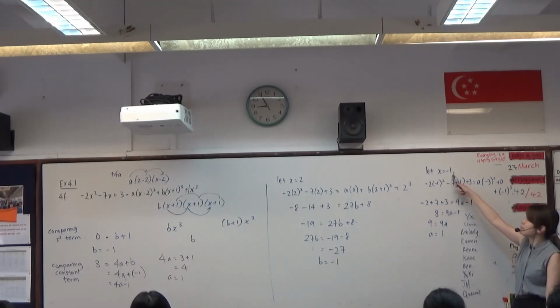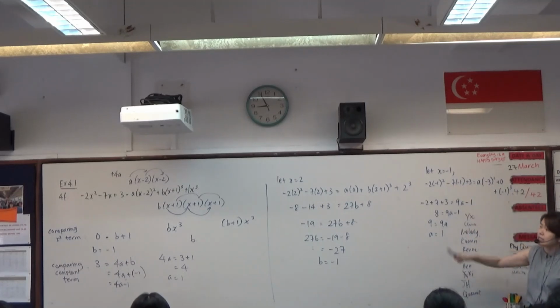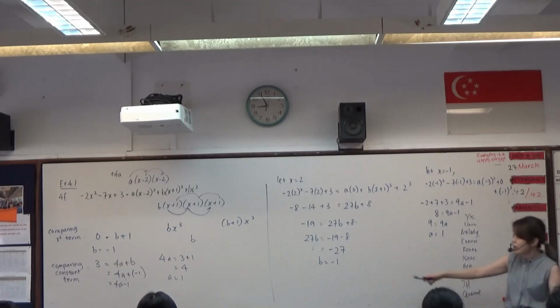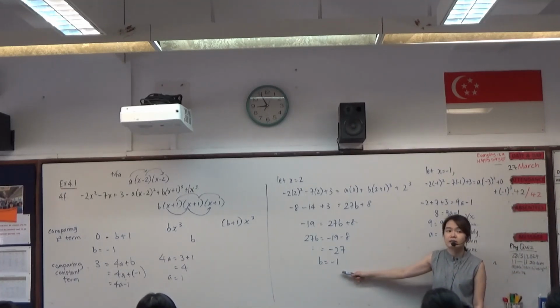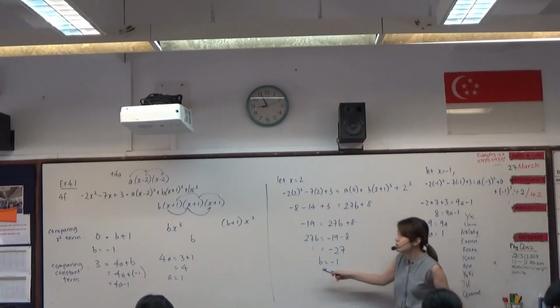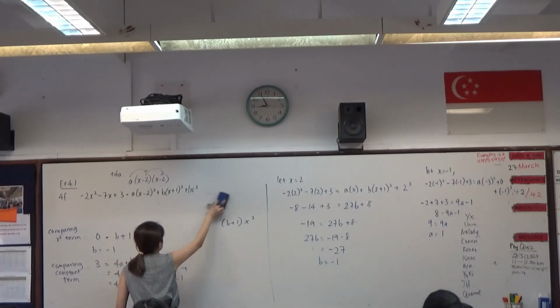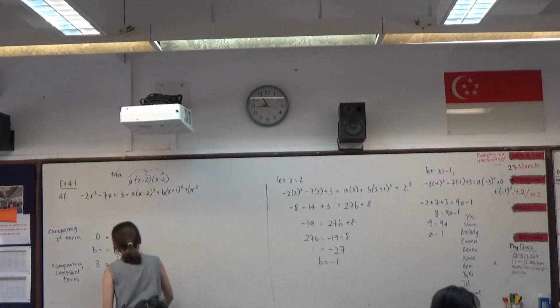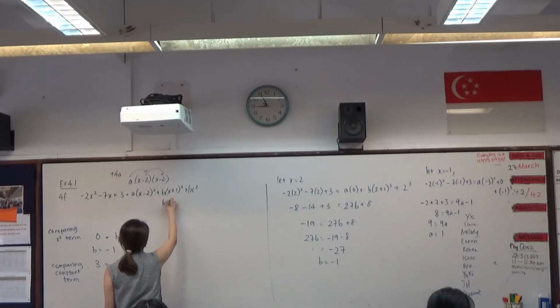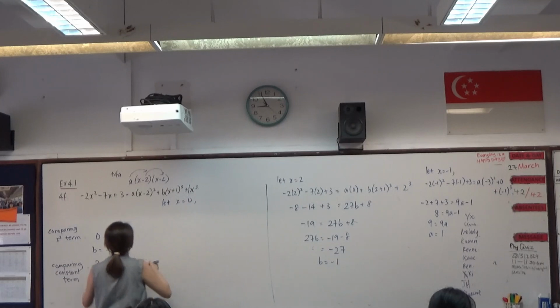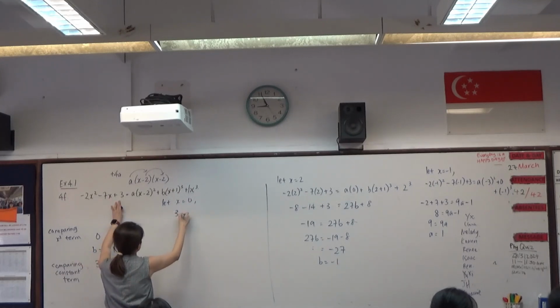Because if I substitute something for x that is not negative 1, something else like what Alex has chosen, 0, I need to ensure that my value of b is correct. You understand? You all get what I'm trying to say? So let's say if I want to let x be 0, down here everything is 0, then left 3.